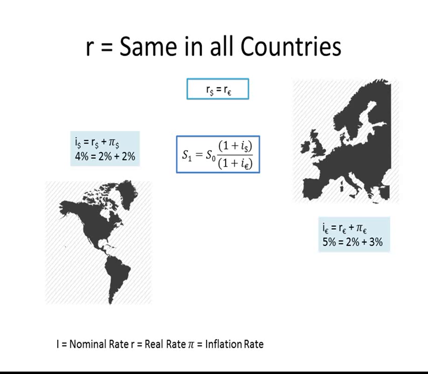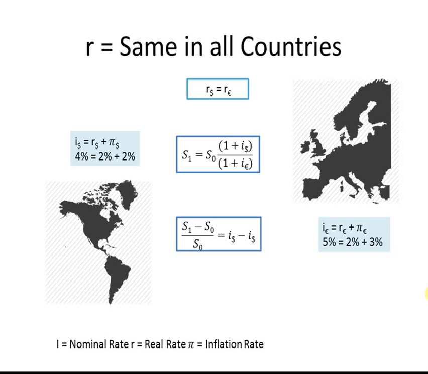S1 represents the expected spot rate, equal to the current spot rate S0 times 1 plus the nominal interest rate of the dollar, divided by 1 plus the nominal interest rate of the euro. The change in the spot rate is calculated as follows: the future spot rate minus the current spot rate, divided by the current spot rate, which is equivalent to the change in the nominal interest rate.